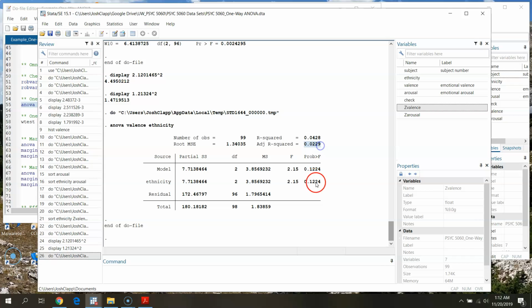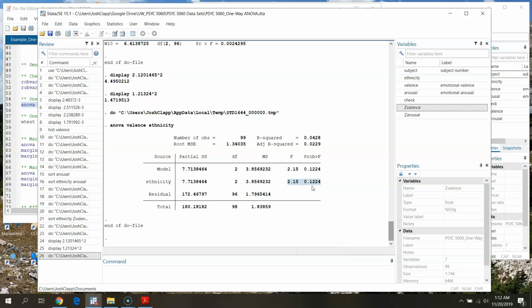This is adjusted R squared. It's just a downward correction. We don't have to worry about this too much, at least in terms of ANOVA stuff. But when we take a look at our main effect for ethnicity here, our data aren't meeting conventional benchmarks for statistical significance. We have a p-value here of 0.122.